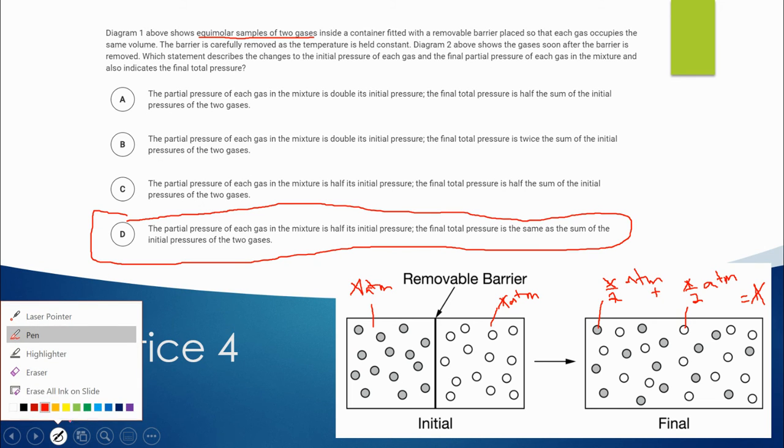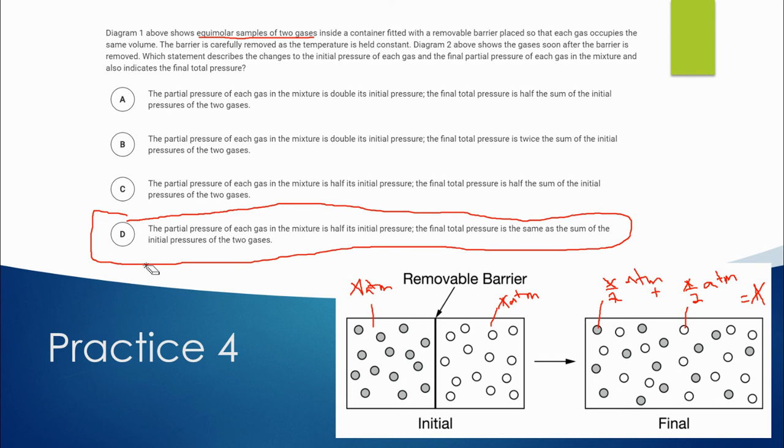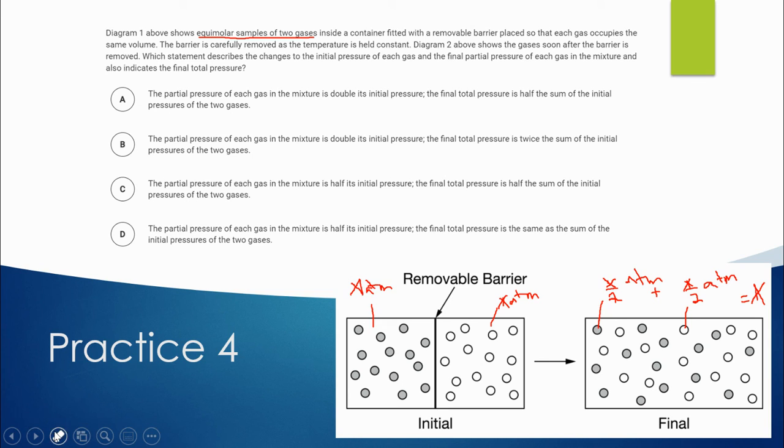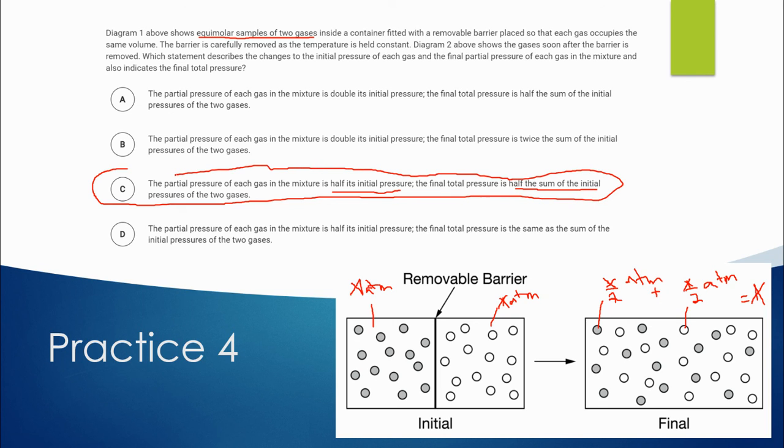Oops, not that one, sorry. That would mean that it would be 2X. So it's going to be this one. The partial pressures of each gas in the mixture is half its initial pressure, right? We've cut that in half because we've increased the volume. And the final total pressure is half the sum of the initial pressures of the two gases. If we do X plus X, we get 2X, but really our final pressure is just X. Because we've doubled the gas and we've doubled the volume, the final pressure will be the same as the pressures that were initially.